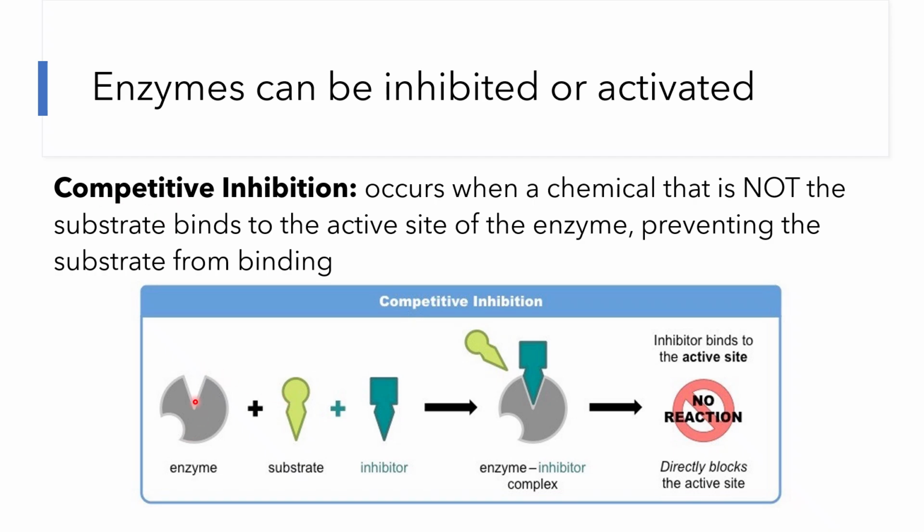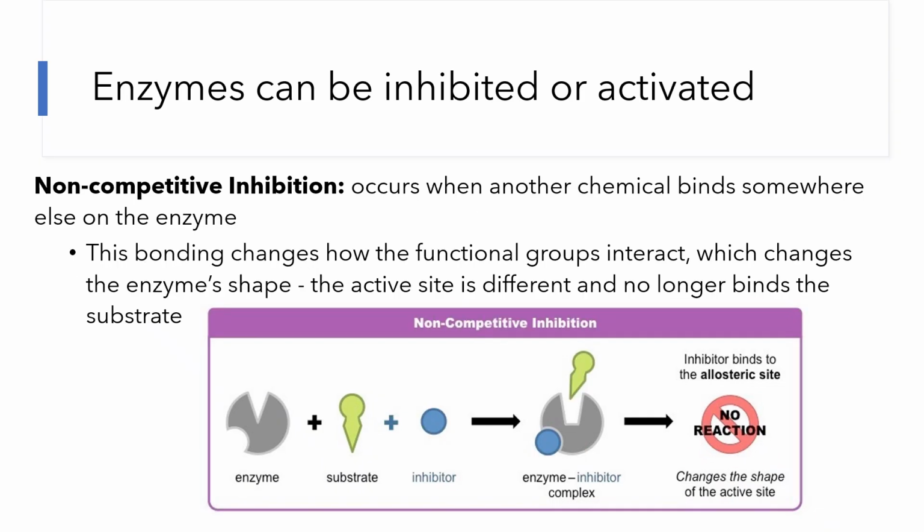So if the substrate goes in and fits in the enzyme, the reaction occurs. If the inhibitor gets there first and binds to the active site of the enzyme, where is the substrate going to fit? It can't fit in the active site, so no reaction is going to occur. The second way we can inhibit an enzyme is through non-competitive inhibition. So this is where the inhibitor doesn't fight with the substrate over the active site. Instead, it's going to bond to that secondary or allosteric site.